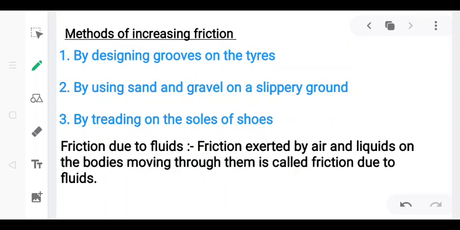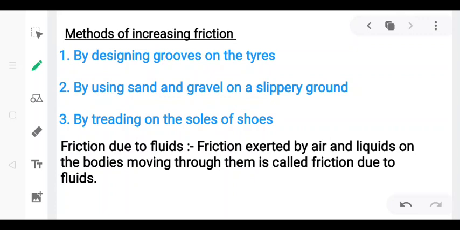Next are the methods of increasing friction. Tires of vehicles are designed with grooves on the surface to increase friction. A large friction provides a better grip to vehicles on the road and prevents them from skidding. During rain the ground becomes slippery, so sand and gravel can be spread on the ground to increase friction. As we know, the more the irregularities, the more will be the friction.